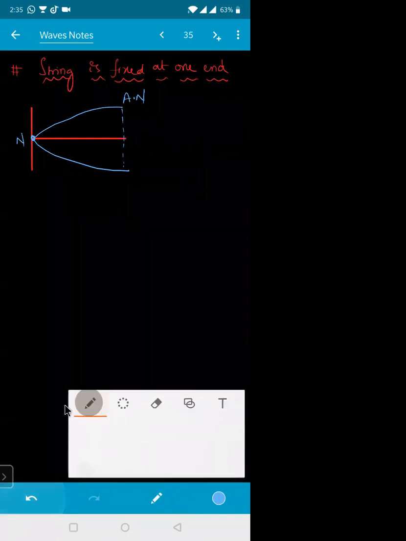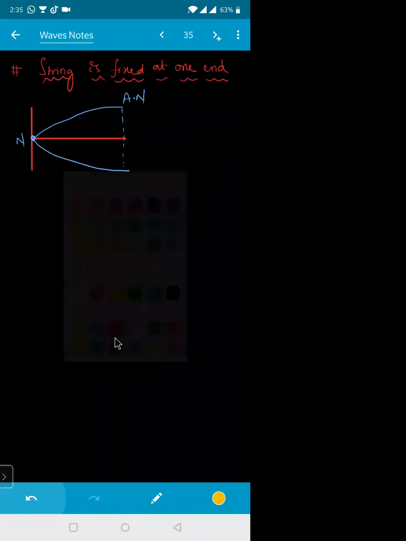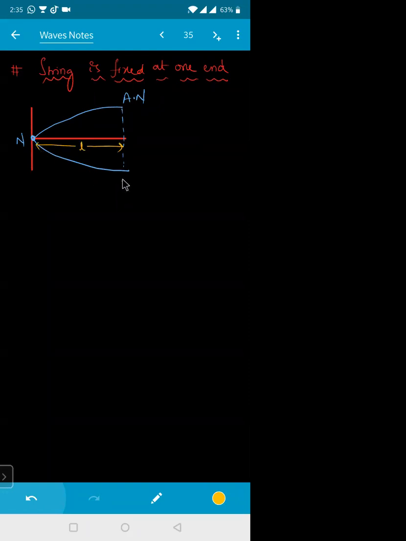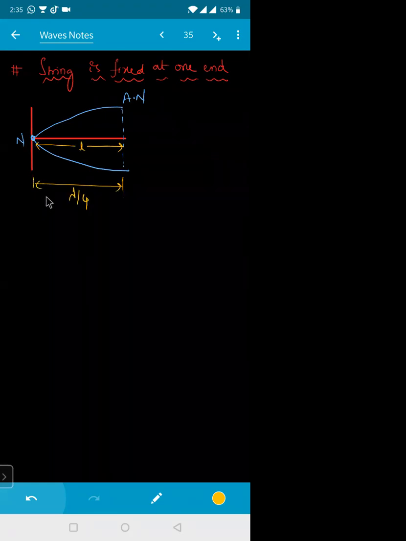At open end, we always get what, beta? Antinode. And at closed end, we always get a node. And this is the length of the string. Can anyone tell me what is the distance between the node and antinode? Lambda by 4. Distance will be equal to lambda by 4. So this is your fundamental mode, beta.